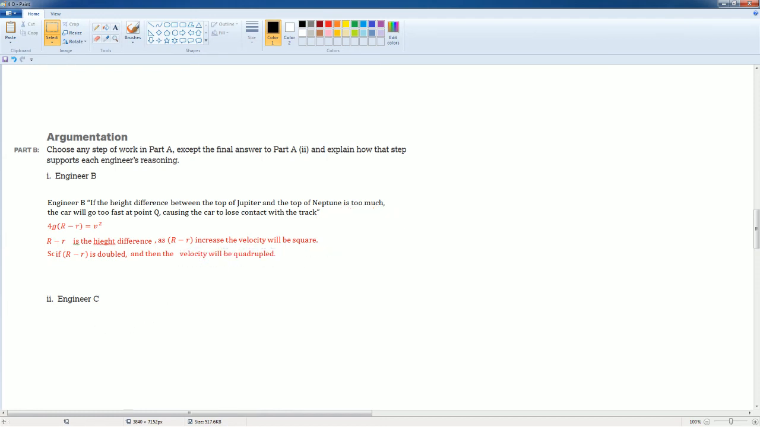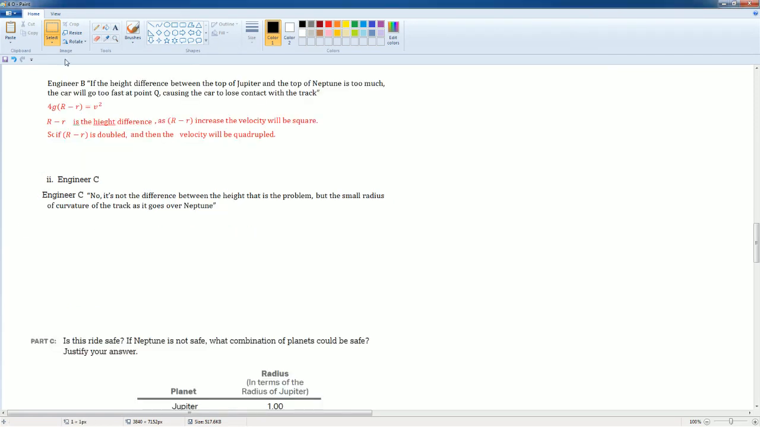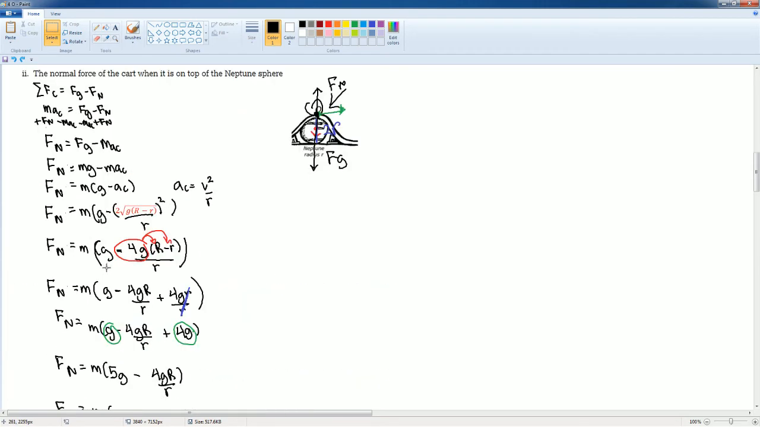Let's look at what engineer C said. Engineer C said that no, it is not the difference between the height that is the problem, but the small radius of the curvature of the track as it goes over Neptune. So I selected mg minus mv squared over r equals Fn. That was this step right here.